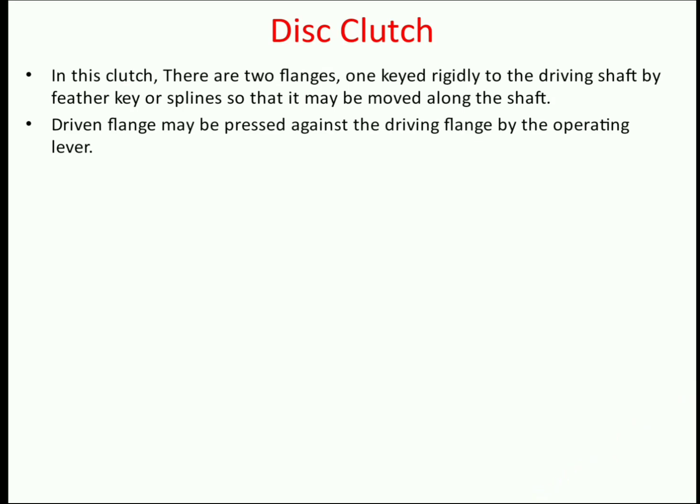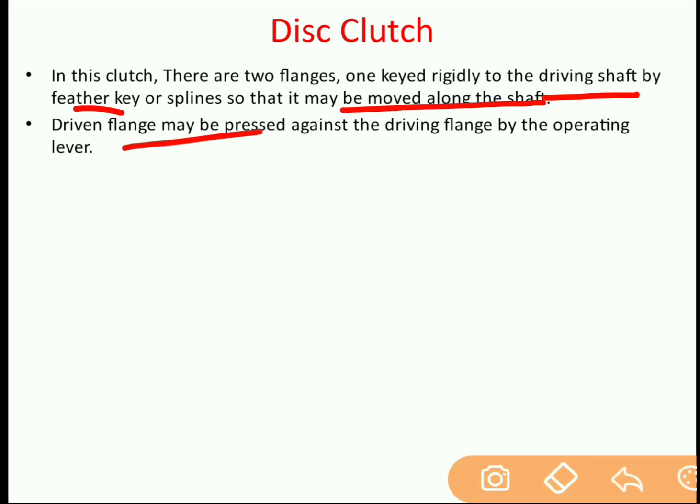In this clutch there are two flanges. One is keyed to the driving shaft by the feather key or spline so that it may be moved along the shaft. The driven flange may be pressed against the driving flange by the operating lever.